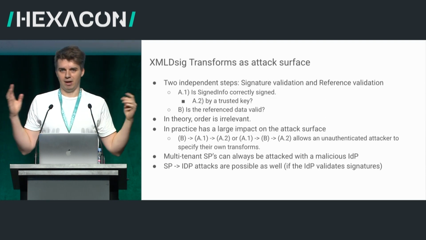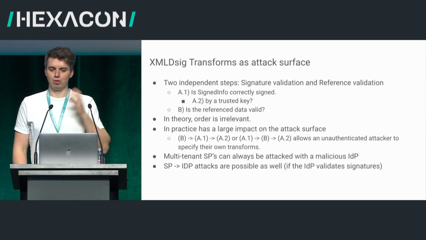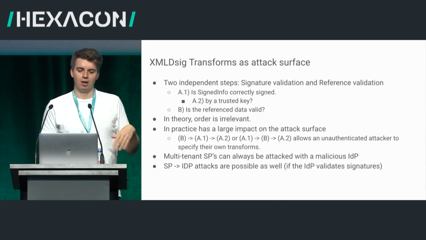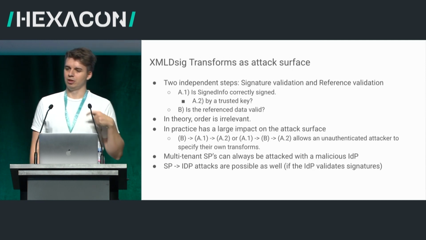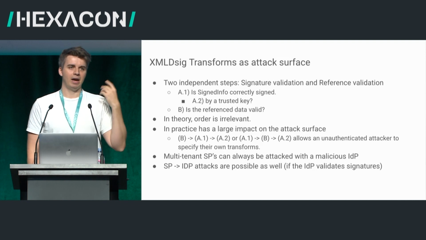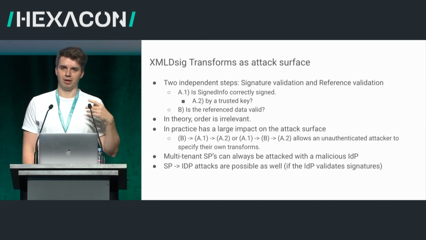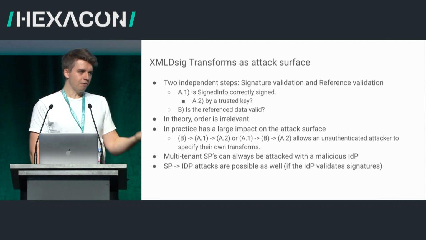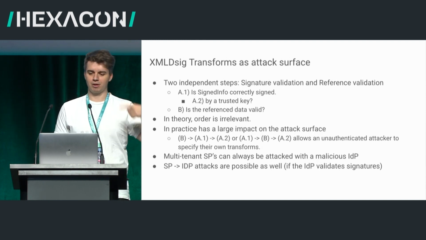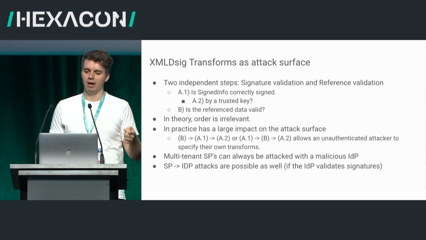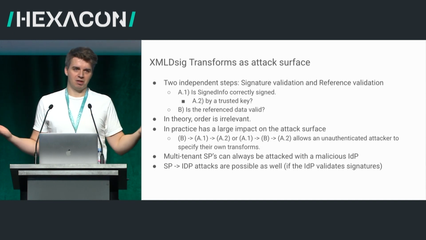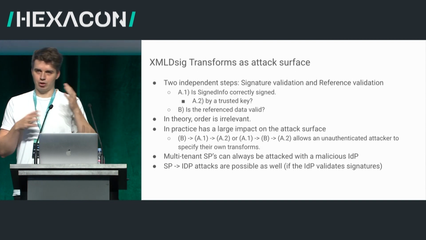So if you verify such a signature, you can split it into two parts, the signature validation and the reference validation. For the signature validation, you need to verify that the signed info element is correctly signed and that this signature was created by a trusted key. For reference validation, you actually go through all the reference data, push it through this transform chain, and check the digest at the end. So from a theoretical standpoint, it's completely irrelevant in which order you do this.